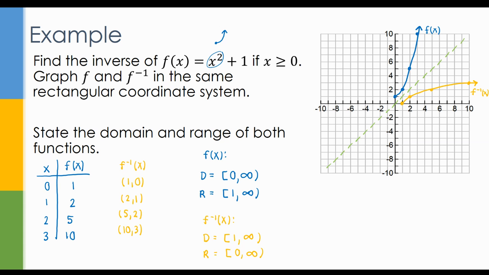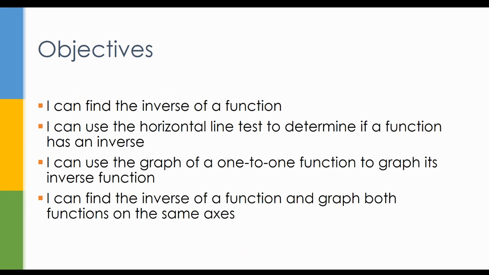So essentially notice that my range for my f of x was my domain for my f inverse. And my domain for my f of x is my range for the inverse. So the domain and range flip when we are stating the function versus the inverse function. So that's us dealing with the inverses, looking at horizontal line tests, talking about one-to-one functions, and then being able to graph on the same graph or on the same axis.